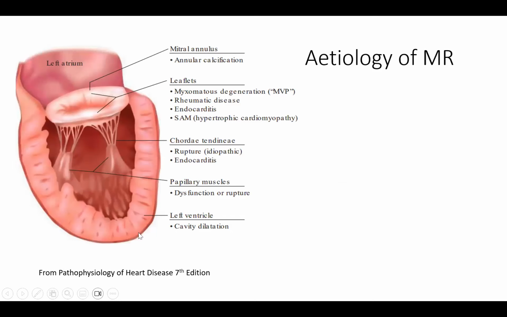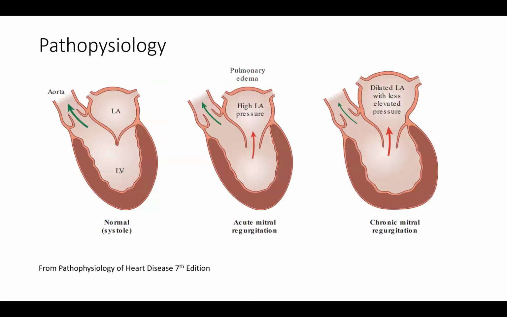So this is just a summary of the causes, from the leaflets themselves to the annulus to the chordae to the papillary muscles. We could look at these in our own time if we want to. I will speak about the pathophysiology, but I just wanted to put this pictorial representation. So in a normal heart, during systole, the mitral valve is closed shut, and the contraction of the LV leads blood to go out through the aorta, whose valve is open.